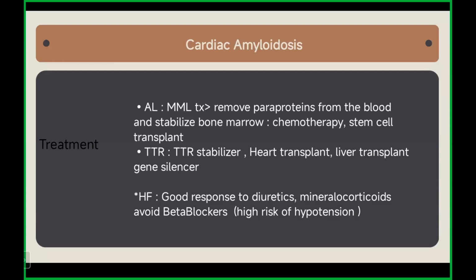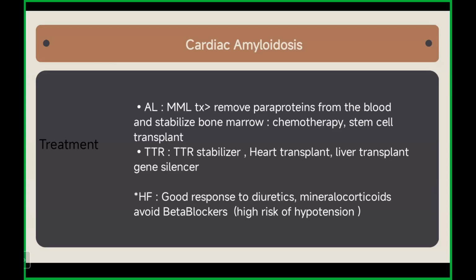And a good thing to know is that if the patient with cardiac amyloidosis presents with heart failure, it usually has good response to diuretics, mineralocorticoid, but it's important to avoid beta blocker because those patients usually have high filling pressure and tachycardia, and beta blocker not only reduces the heart rate, but it can also reduce the preload, which usually causes hypotension.